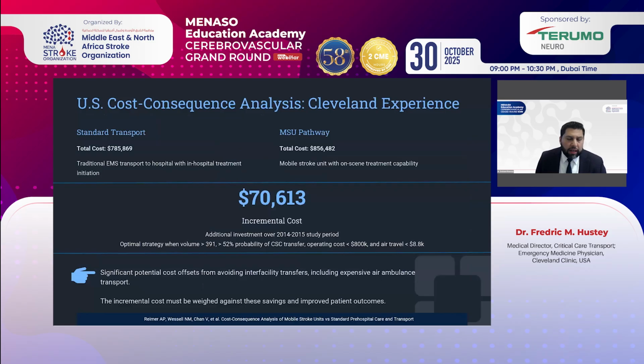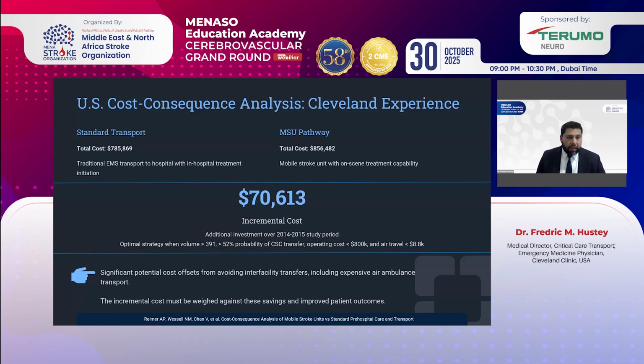So here at Cleveland Clinic, we did a study looking at what the incremental cost is in a year of providing care with a mobile stroke unit versus standard transport, which is our EMS. And you can see here the total cost using standard transport was about $785,000. Again, using traditional EMS to hospital with in-hospital treatment initiation, whereas with MSU, it was a little over $850,000. And the incremental cost was a little bit more than $70,000 with a mobile stroke unit.